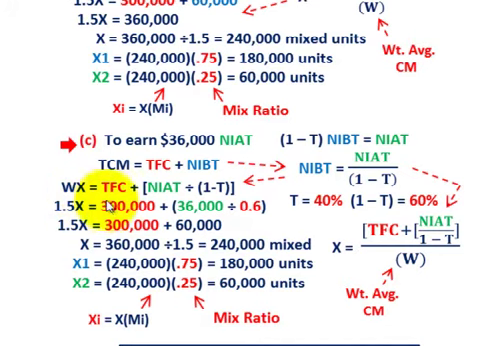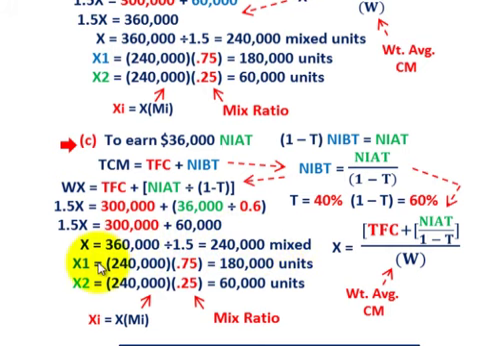Okay, so just going on here, 1.5 weighted average contribution times the number of units that we're solving for equals our total fixed cost 300,000 plus our 36,000 net income after taxes divided by that 60%, or 0.6. So that's going to give us 1.5x equals 300,000 plus 60,000.